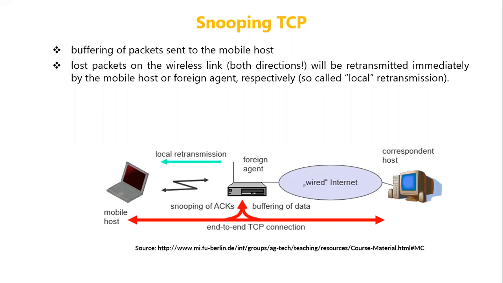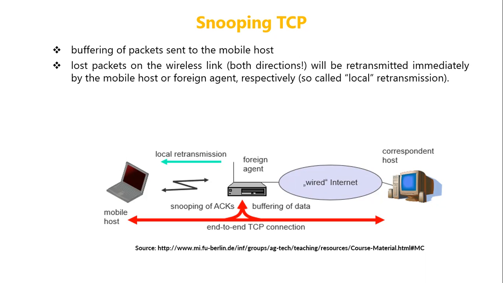The topic we'll be discussing in this lecture is snooping TCP. Snooping TCP is an advancement of ITCP, indirect TCP. One of the drawbacks of indirect TCP is the segmentation of a single TCP connection into two TCP connections. Because of that, the original end-to-end TCP semantics was lost.